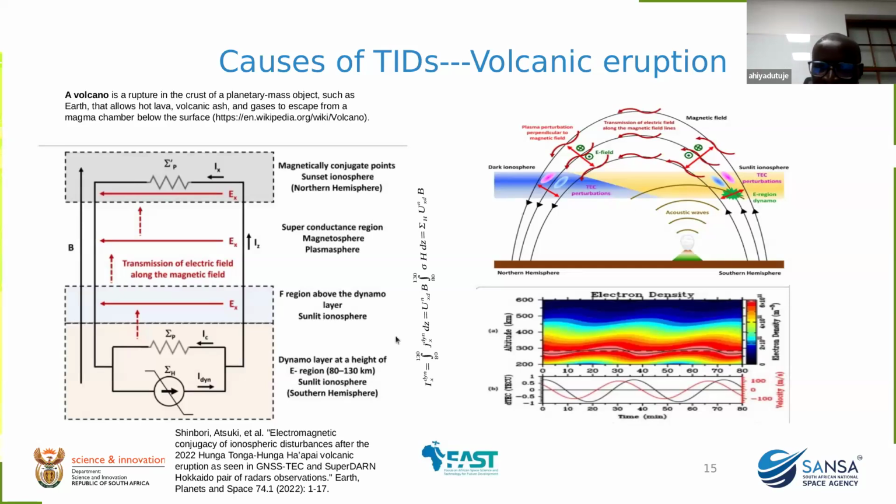So if you want to read more about the volcanic eruption and how they can generate the TIDs, you can read this paper by Shinbori. Of course, they were also reporting that these waves that are generated in the southern hemisphere can be found in the opposite hemisphere, which is the northern hemisphere, by using this circuit, which is the electrical circuit. If you understand electricity, you can understand this diagram by checking the electric field, because those traveling ionospheric disturbances also generate their own electric field through polarization. So that is volcanic eruption, which can also cause the TIDs.